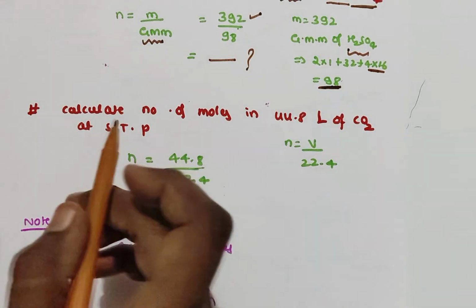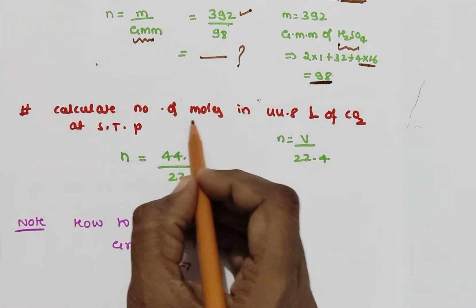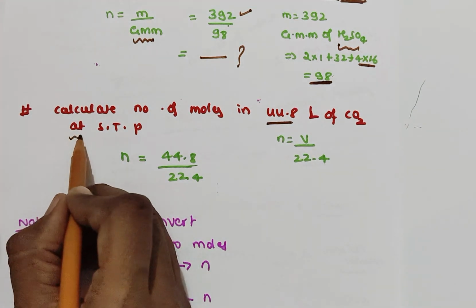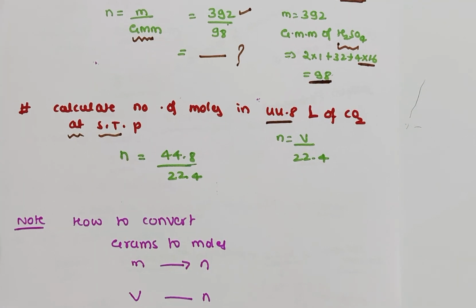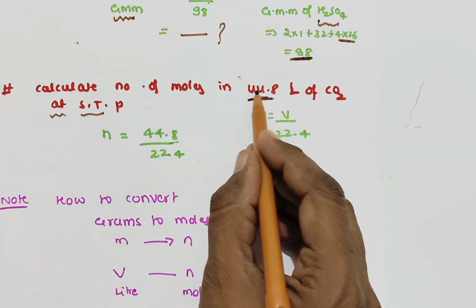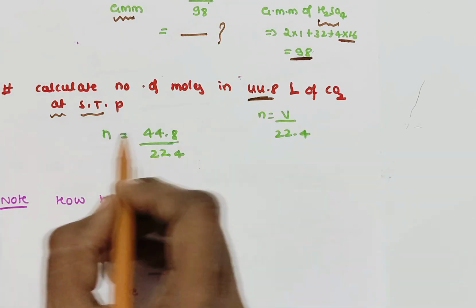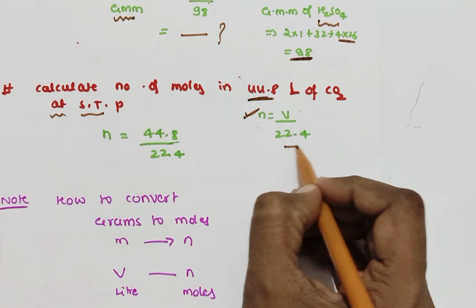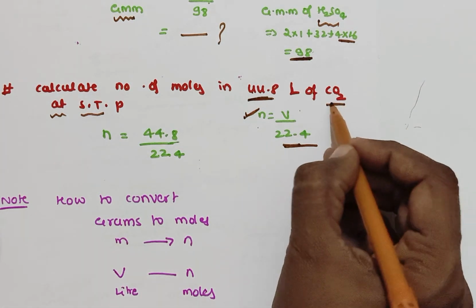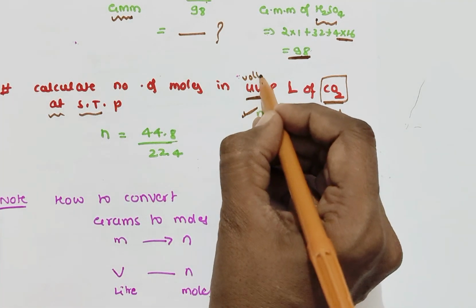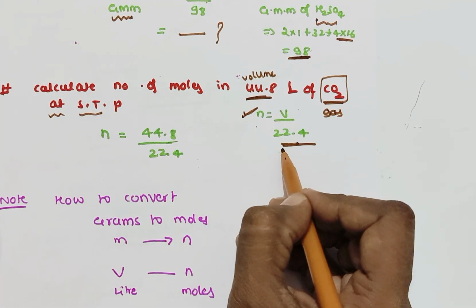Next we move towards the second numerical. Calculate the number of moles in 44.8 liter of carbon dioxide at STP. Here, at STP a gas is given. That given gas is carbon dioxide, and the volume is 44.8 liter. Directly we can use this formula: number of moles equal to volume divided by 22.4, because CO2 is a gas. If a gas is given and the volume is also given, therefore we can use this formula.